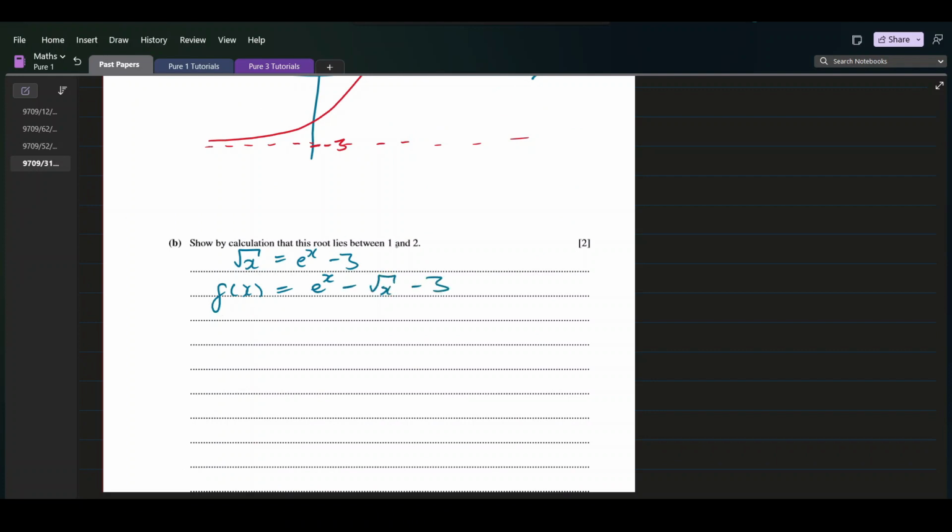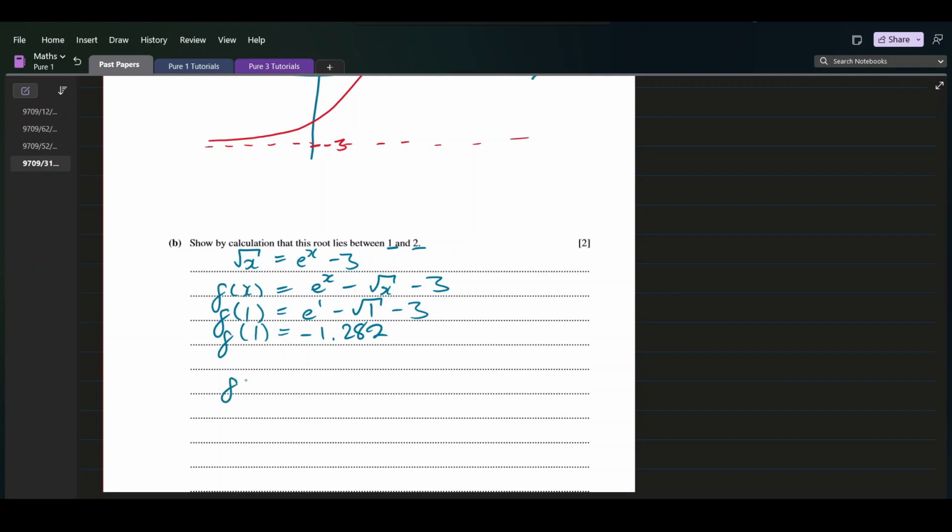And now let's evaluate when x is 1. So f of 1 is equal to e to the 1 minus root 1 minus 3. Let's punch that into the calculator, that's e to the 1 minus root 1 minus 3, and that gives us negative 1.282.